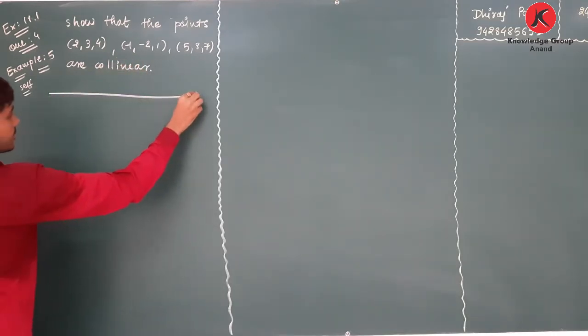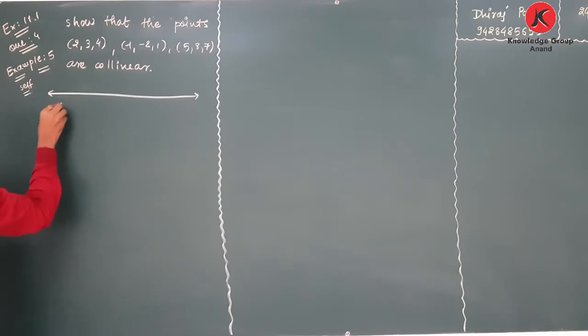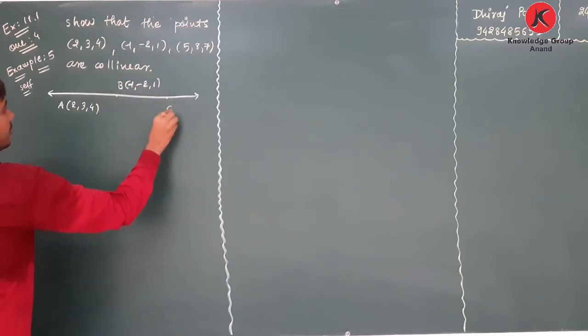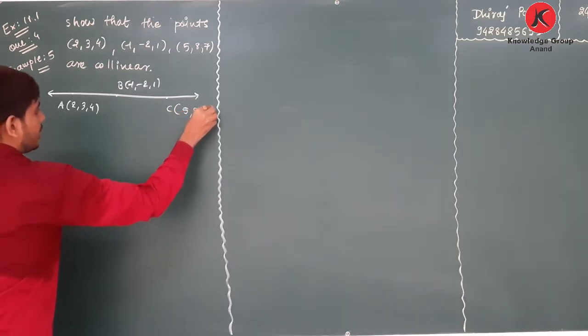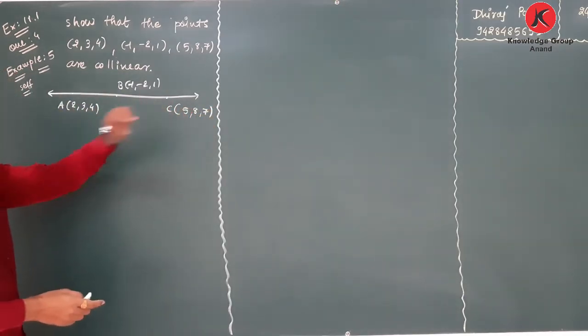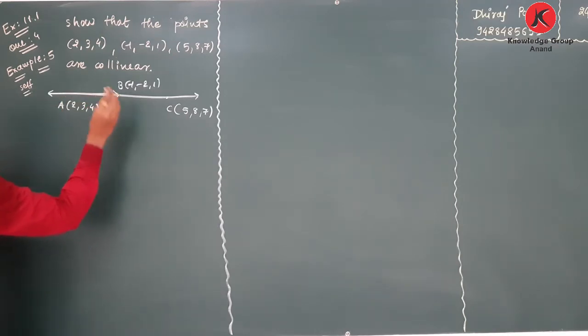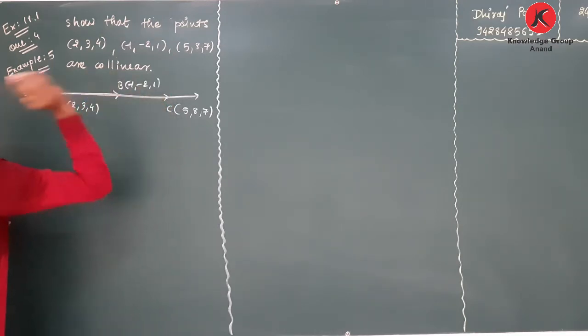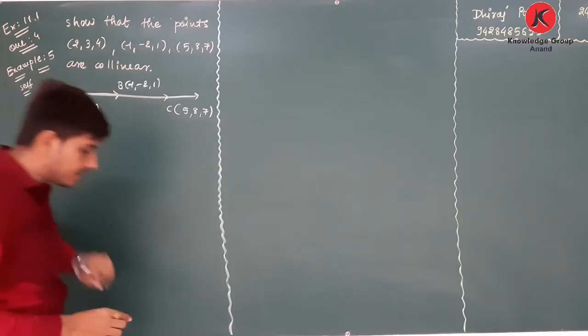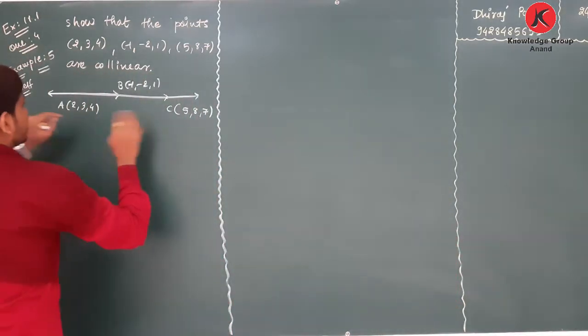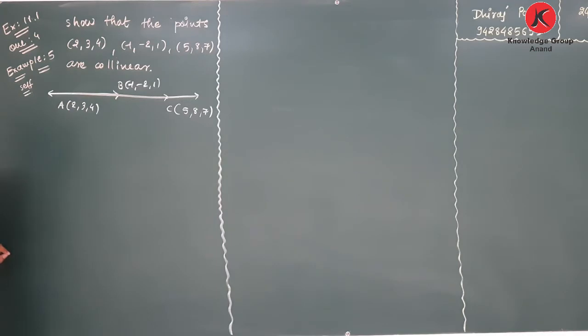Suppose this is the line. Point A is (2, 3, 4), point B is (-1, -2, 1) and point C is (5, 8, 7). Okay, these 3 points are collinear if vector AB and vector AC are collinear. If vector AB and vector AC are collinear, then we can say that these 3 points are collinear.